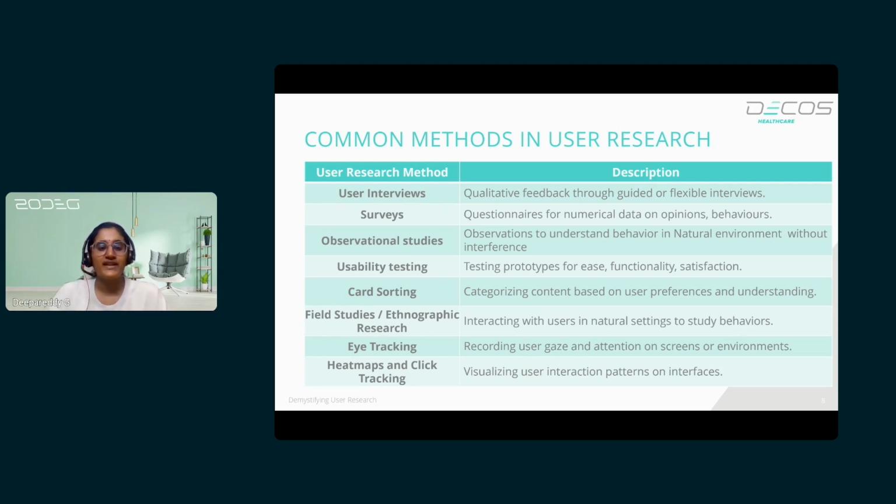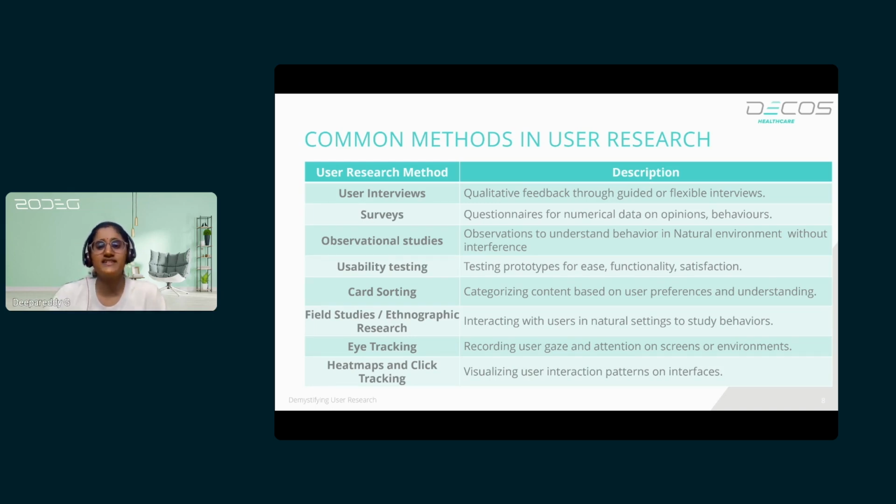Moving on to the next method, field studies. Field studies are also called ethnographic research. This is more or less similar to observational studies or contextual inquiries that we have seen earlier. But here, researchers will be observing and interacting with users in their natural settings. They would be understanding the cultural, social, and environmental behavior, and there will be some interaction as well. Unlike observation studies, the main motto here is to gain deeper insights into user context, their culture, and real life interaction with the products.